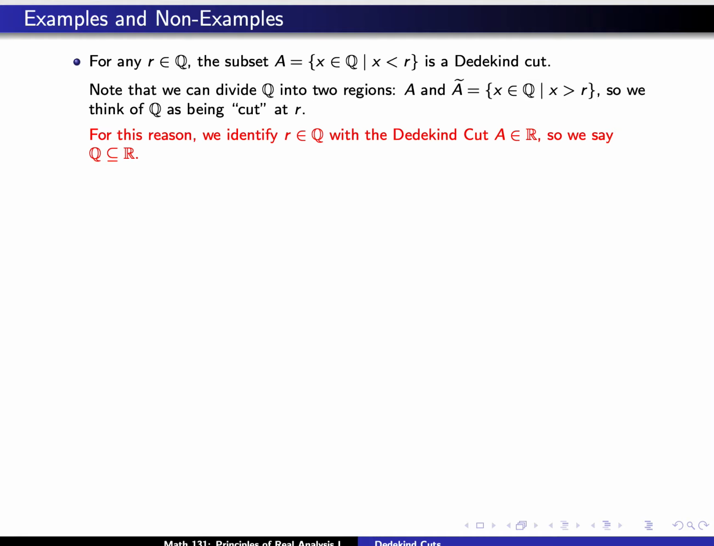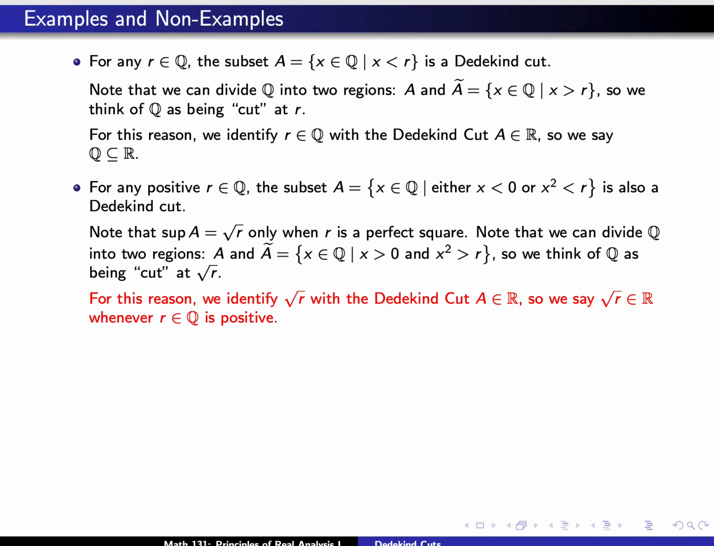The intuition here is that you can divide the rational numbers into two regions, everything to the left of R, what we're calling here A, and everything to the right of R. On the screen here, we're calling this A tilde. So the idea is that we can think of the rational numbers Q as being cut in half at this rational number R. Namely, we have the set A and the set A tilde. For this reason, we're going to identify any rational number R with the Dedekind cut A. So in this way, we'll think of the rational numbers as being contained in the real numbers.